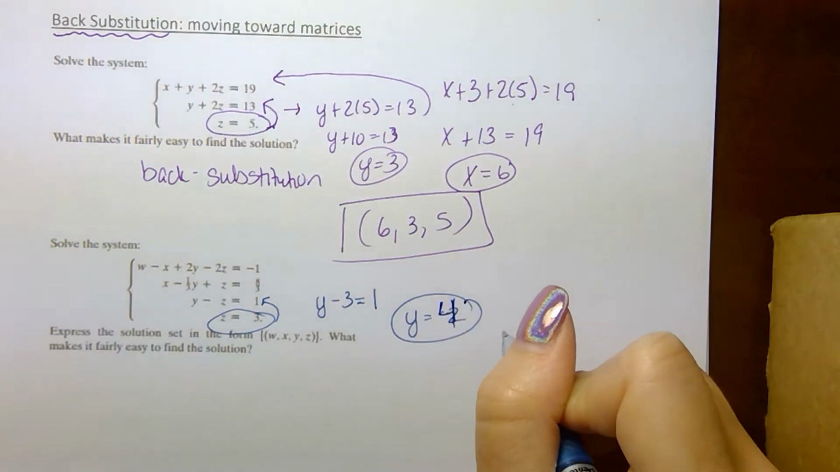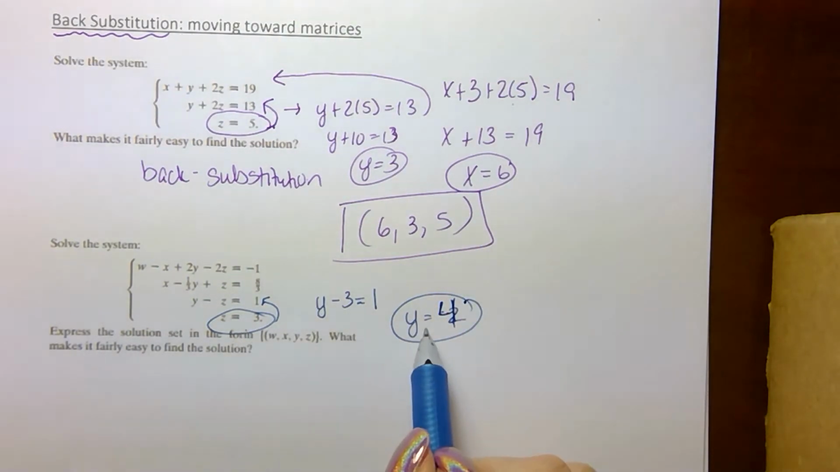I really need you guys here with me. Keep me honest. Y equals 4. So z equals 3, y equals 4.